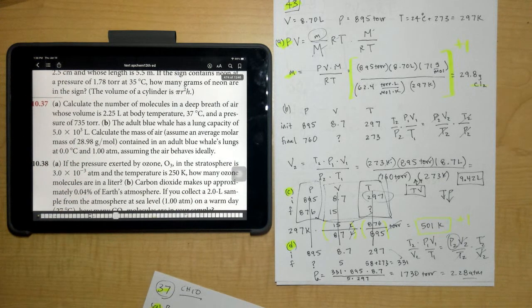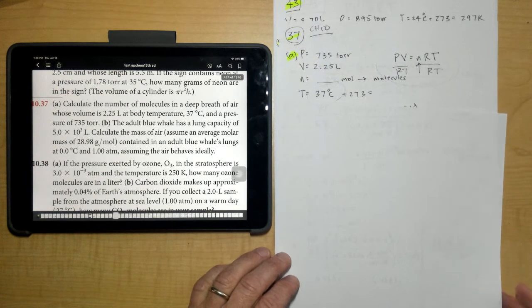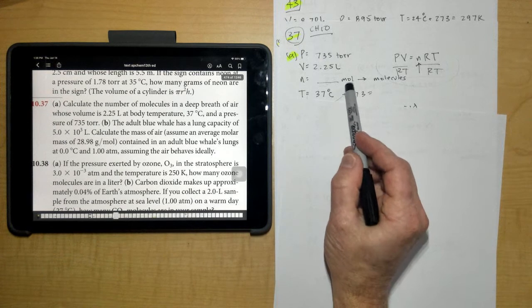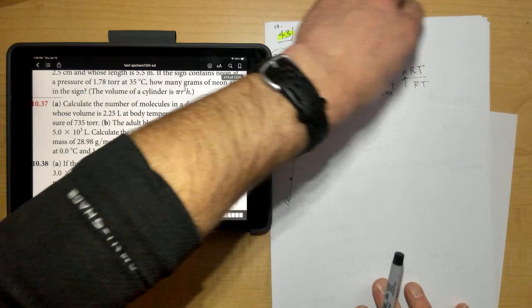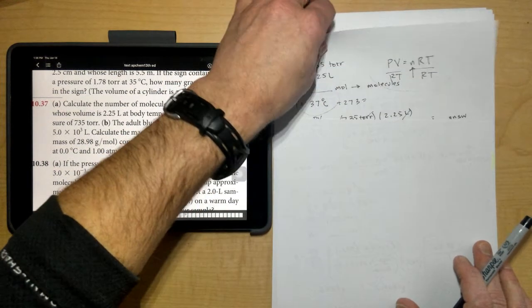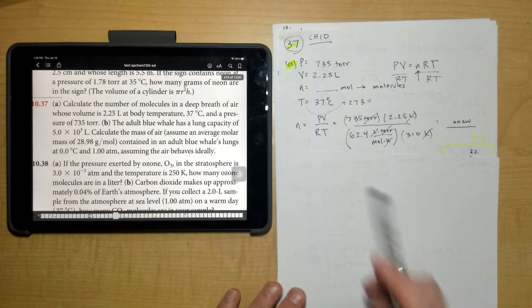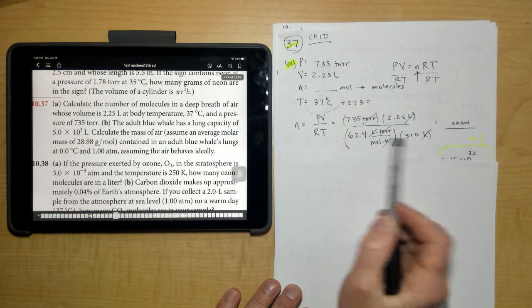This one is the number of molecules in a deep breath of air. So organize your data first. PV equals nRT. We're looking for moles, and then once we get moles, we can find molecules. So solve for n. n is equal to PV divided by RT. Put the P, the V, the R, and the T in there.